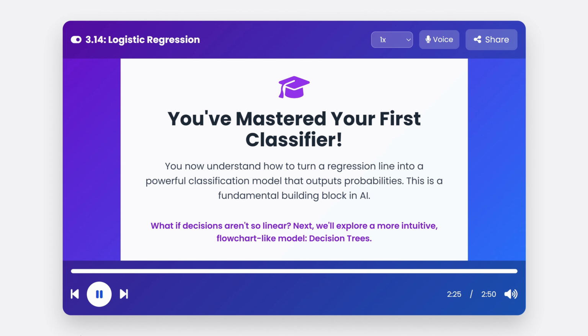And with that, you understand your first, and arguably most important, classification algorithm. You see how a simple trick, the sigmoid function, can transform a line into a probability, allowing us to predict categories. But decisions in the real world aren't always so linear. In our next lesson, we'll explore a completely different, and very intuitive, way of making predictions with decision trees.